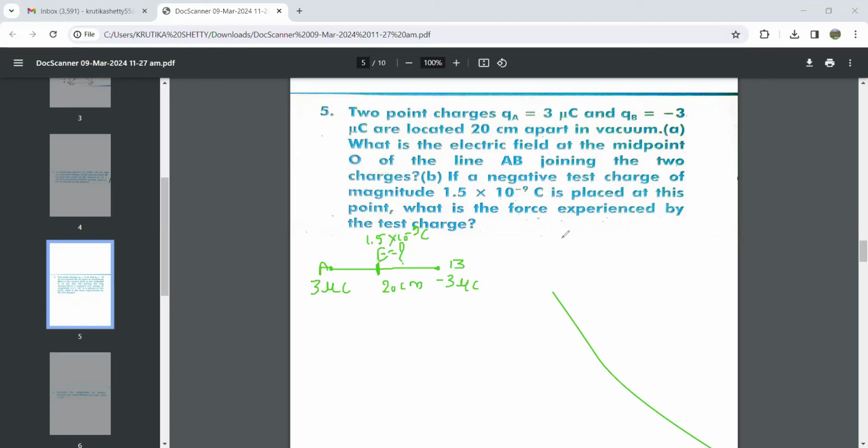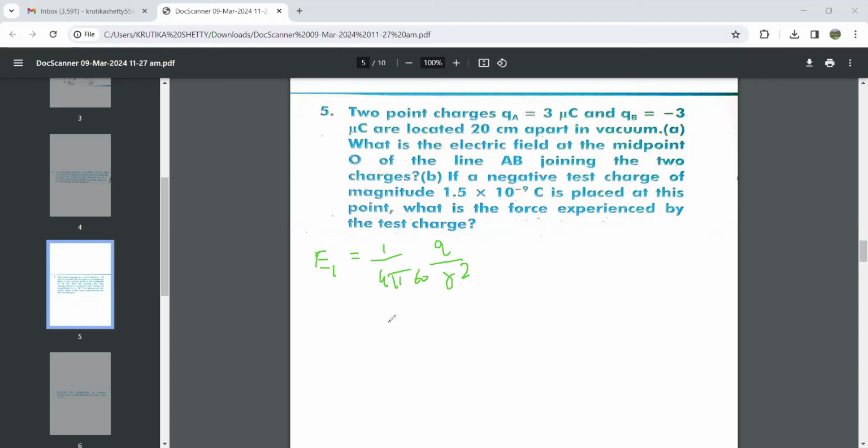So to calculate the force experienced by the test charge, we have the formula Q into E. So first we have to calculate electric field intensity. The electric field intensity is given by, first let us take E1. E1 is equal to 1 upon 4 pi epsilon naught Q divided by R square.